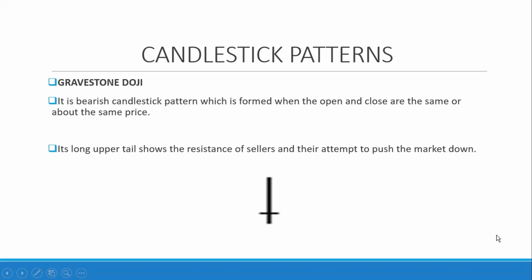So that is it about Gravestone Doji. Remember, when it forms in an uptrend, it indicates a potential reversal of the market. And when it forms in a downtrend, it indicates a potential continuation to the downside.